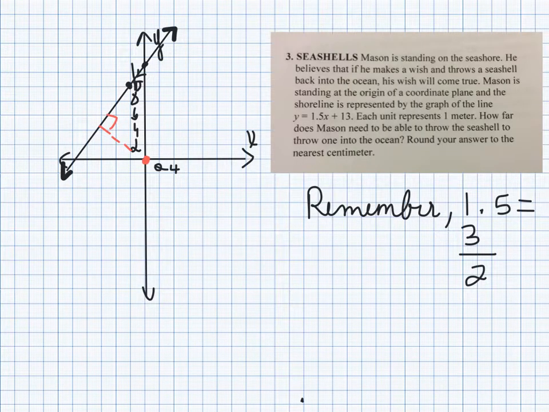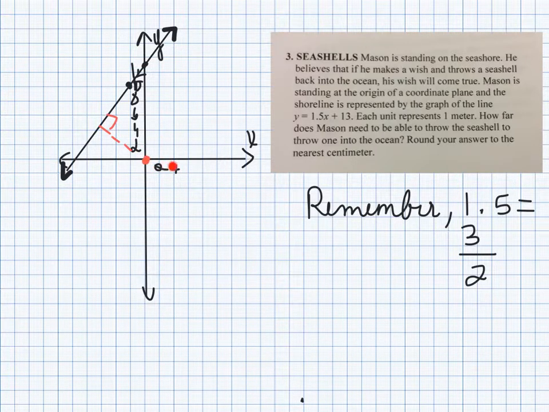Okay, so for this problem, it says that Mason is standing on the seashore, and he believes that if he makes a wish and throws a seashell back into the ocean, his wish will come true. Mason is standing at the origin of a coordinate plane. So the origin, as you know, is the point 0, 0. So I've marked that in red.